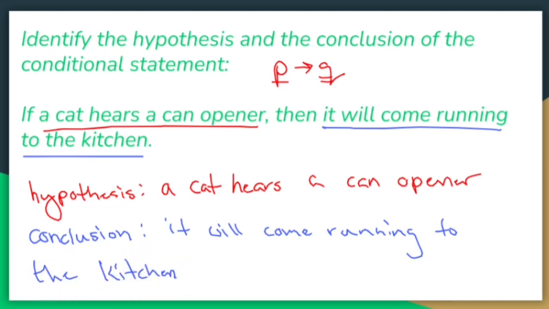Okay? So conditional statement, if blah, then blah. After if is the hypothesis, after then is the conclusion. And it sure is easier when it's already written to us as a conditional statement like this one here. Cats.